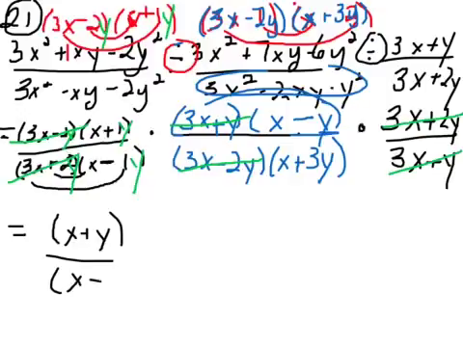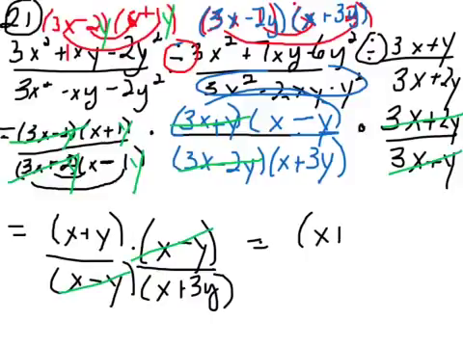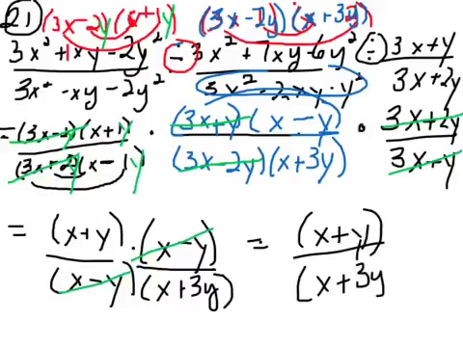I just need to clean it up because there's so much here. Then there's an x minus y over here, and then an x plus 3y. Okay. So now we can see that there's still stuff that can cancel out. There's this x minus y and this x minus y. And so then I would finally have my answer. It would be x plus y over x plus 3y. And again, that y doesn't look much like a y.